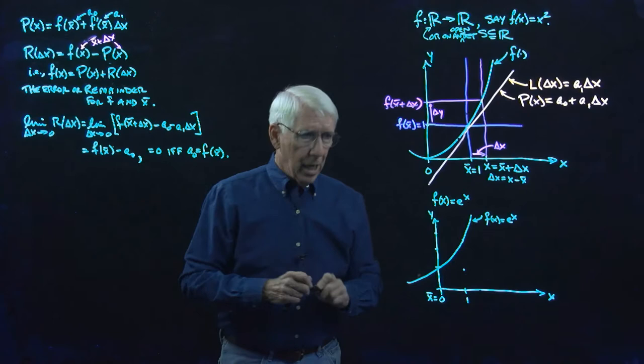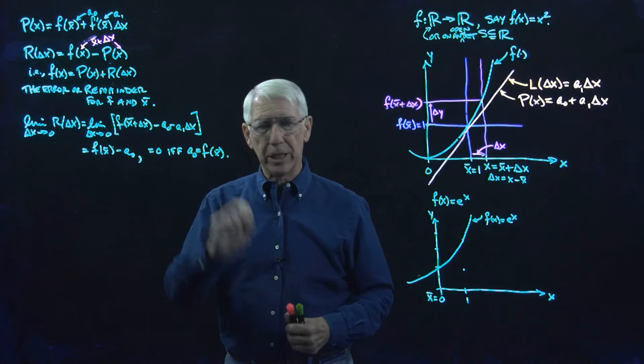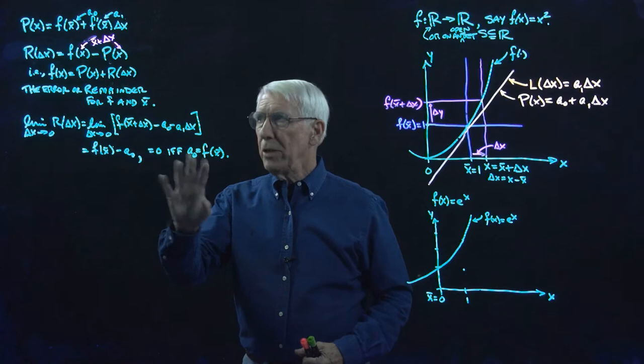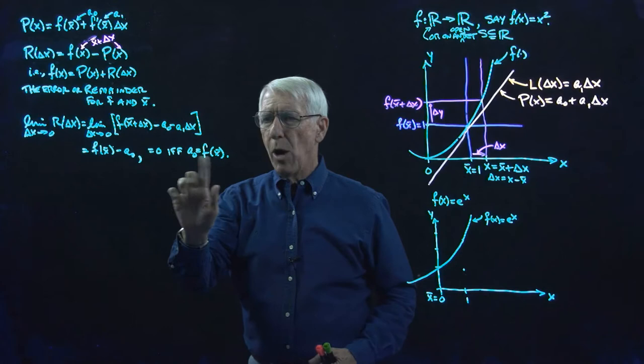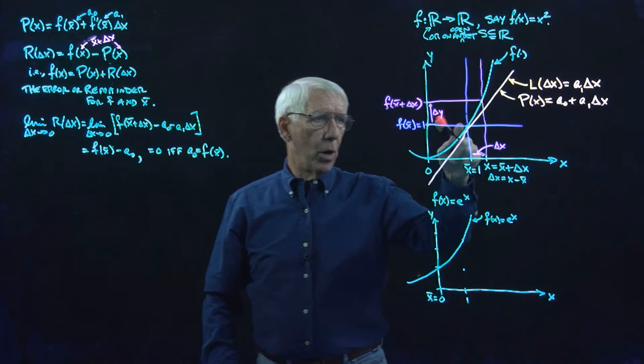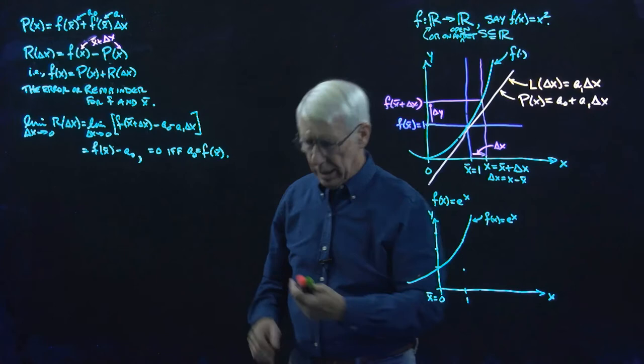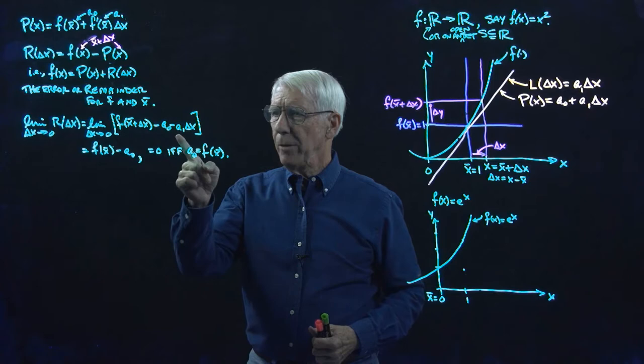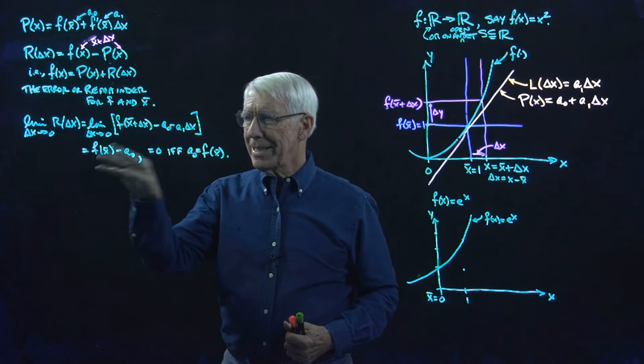So on the one hand, that tells me again, in much the same way as when we first figured out that a naught should be f of x bar, that I really want a naught, the constant term in the polynomial, to be f of x bar if this is going to be a good approximation. I don't want the approximation to have a different value here at x bar than f of x bar. But of course, this is true no matter what a1 is. a1 has nothing to do with this, right?